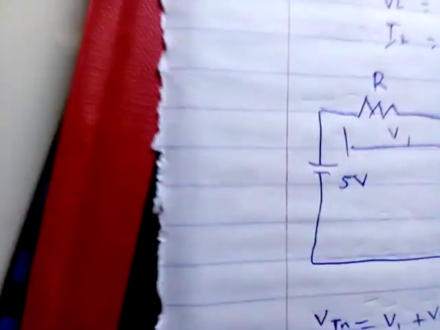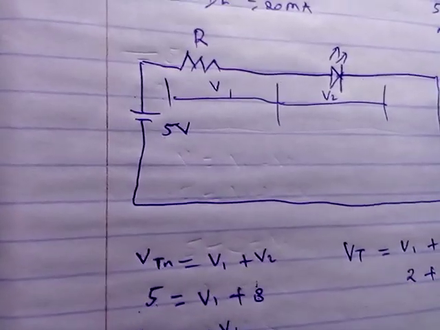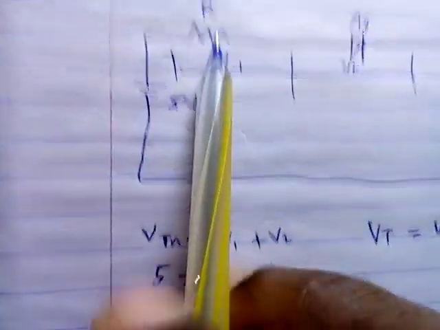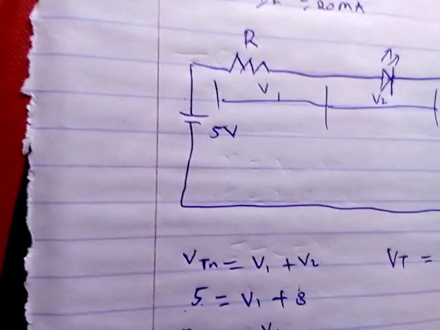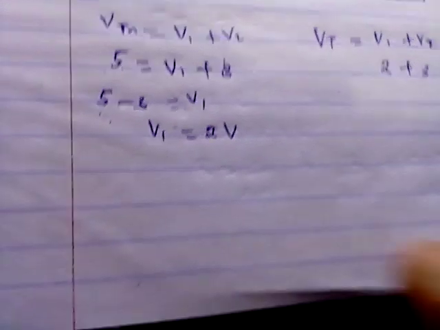So V total is equal to V1 plus V2. We have seen that for the LED it is 3, and for this resistor it is 2. When we add these two, it gives us 5 volts, which is correct. Now let's move on and calculate the value of the resistor.